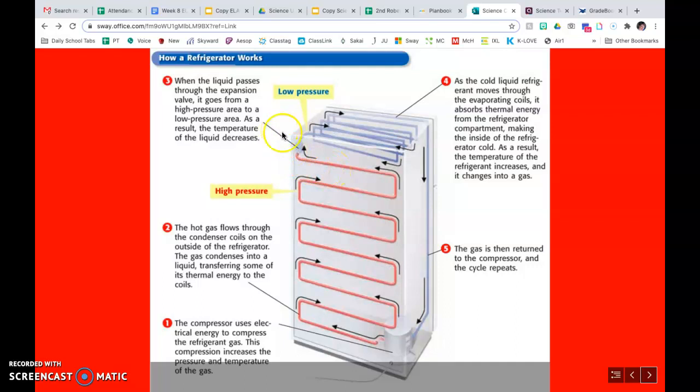When the liquid passes through the expansion valve, it goes from a high pressure area to a low pressure area. As a result, the temperature of the liquid decreases. And as the cold liquid refrigerant moves through the evaporating coils, it absorbs the thermal energy from the refrigerator compartment, making the inside of the refrigerator cold. As a result, the temperature of the refrigerant increases and it changes into a gas. Then the gas is returned to the compressor and the cycle repeats itself over and over. And that's how your refrigerator works.